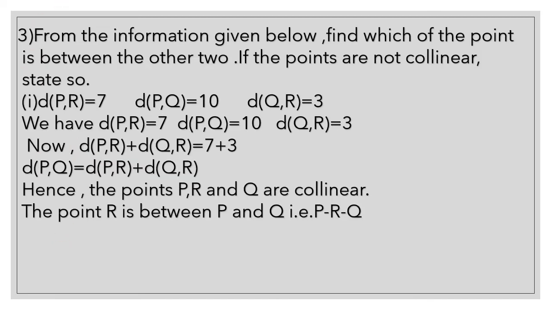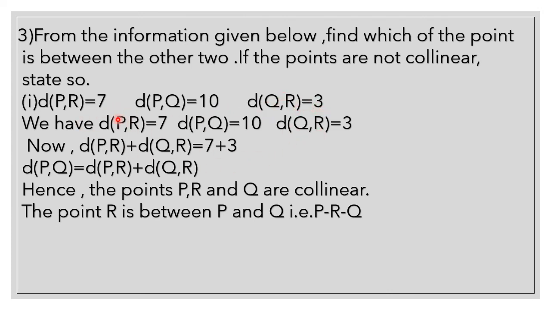Example number 3. From the information given below, find which of the points is between the other two. If the points are not collinear, state so. In this first example, what is given to us? The distance between the points PR is given as 7. The distance between the points PQ is given as 10. And the distance between the points Q and R is given as 3.